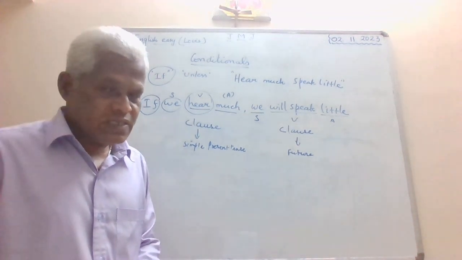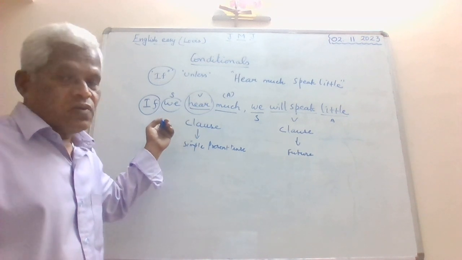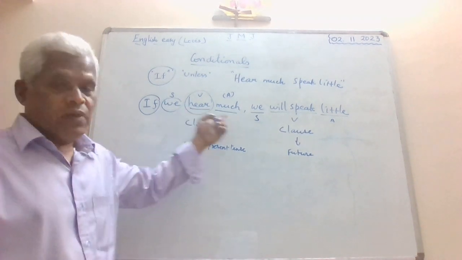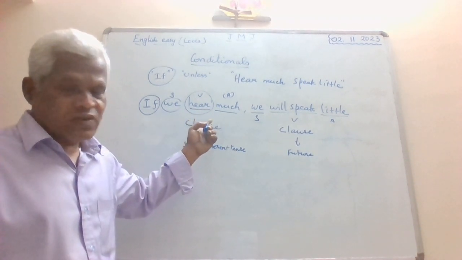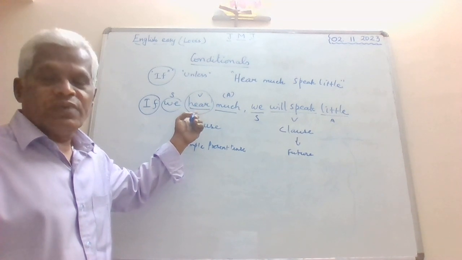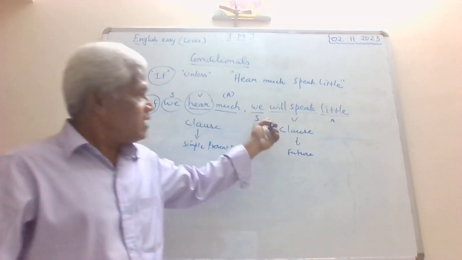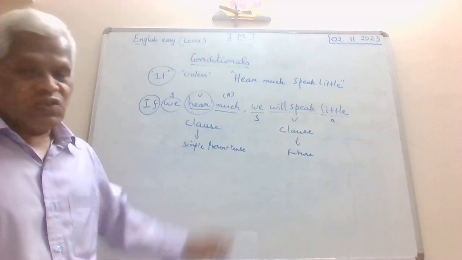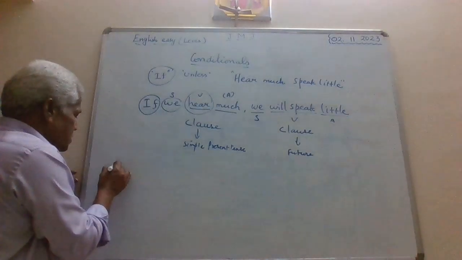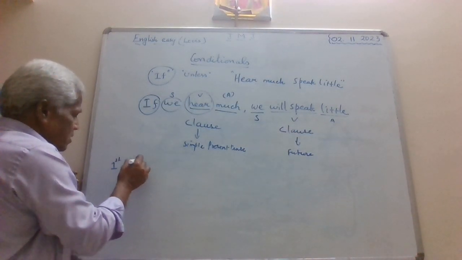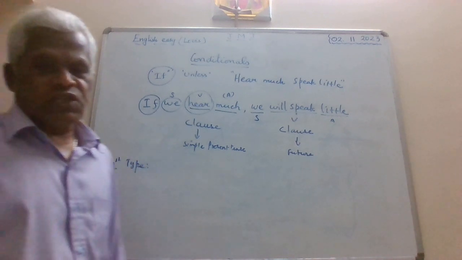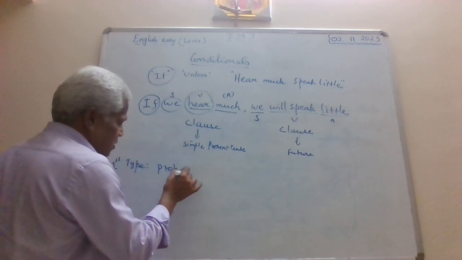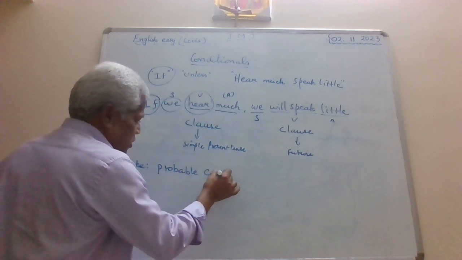So, this is another piece of information that you must pay attention to. You have the sentence beginning with if, subject, verb, object. So, in the group of words here, when you have the verb in simple present tense and when you have the verb in simple future tense, this is known as the first type in conditionals. Okay? First type in conditionals. And the type is called probable condition.